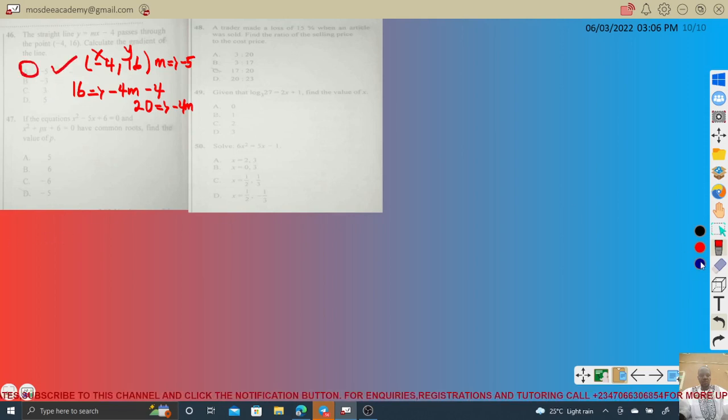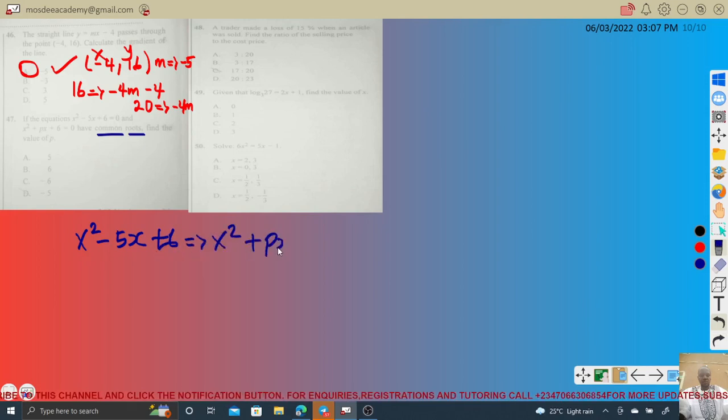47, I am solving 47 directly under here. Okay, I think there's nothing to solve. If the equations x squared minus 5x plus 6 equals 0, and x squared plus px plus 6 equals 0 have a common root, equal root, that means their gradients must be the same. The gradient of this one is minus 5x. This is plus px. So set them equal. Let me see, because it's x squared. The equation is x squared minus 5x plus 6. So for it to be equal to x squared plus px plus 6, it's a simple question. There's nothing to do. For them to be equal, this and this must be equal.